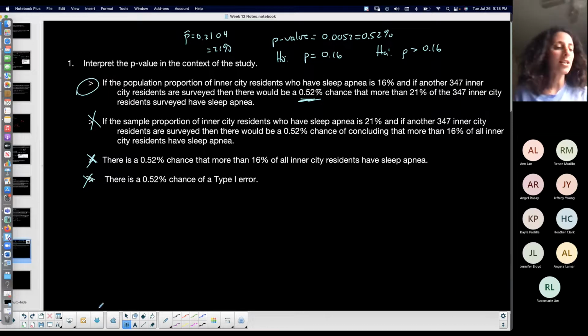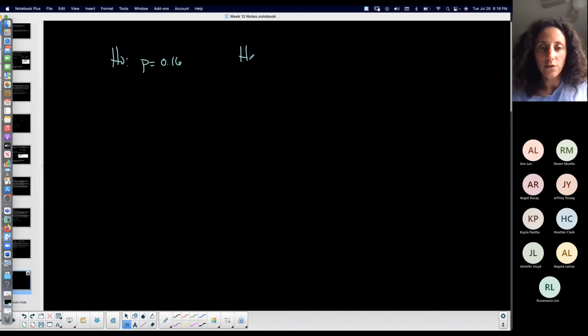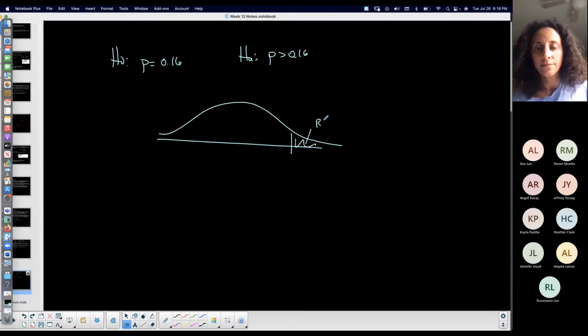This question didn't ask me for critical values, but you know what? Let's do it just because. The critical value is not difficult to find, and you already told me it's a right tail test. So my rejection region is in the right tail. Alpha is 0.10. So the area that's in the rejection region, do I know that value?